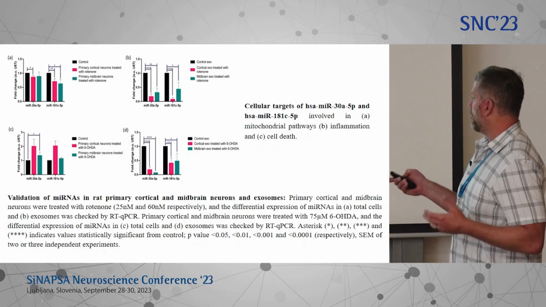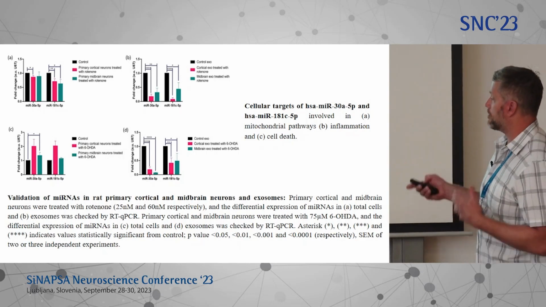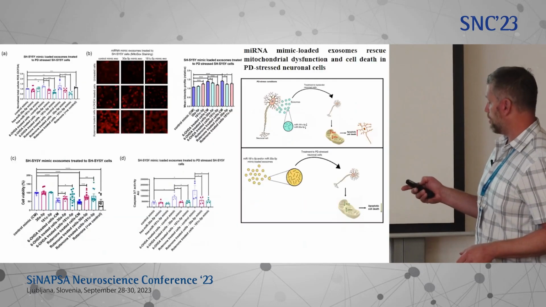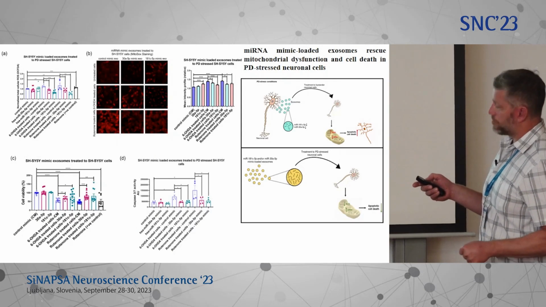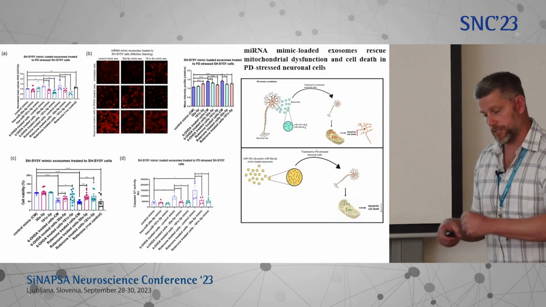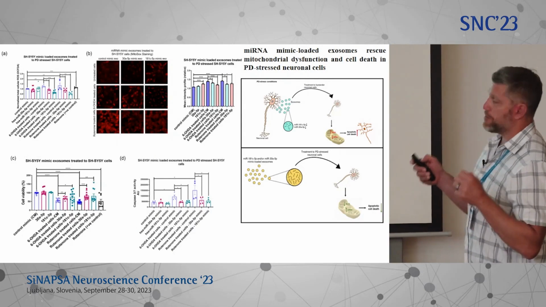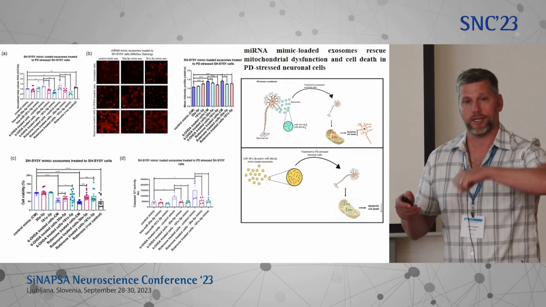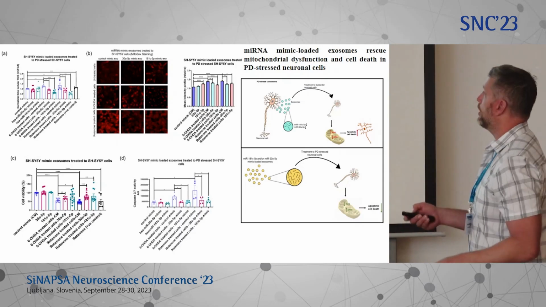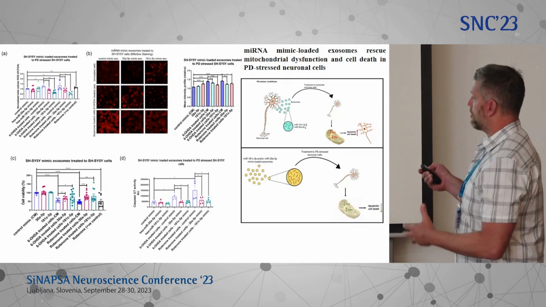And so we've done this in primary midbrain neurons, we've done it in cortical neurons, and found very similar effects here. And so one of the things that we can do, to try to prove, well, is this really involved in the pathogenesis? We can take mimic exosomes, load them with the specific microRNAs that we found to be important, and treat the cells that way.